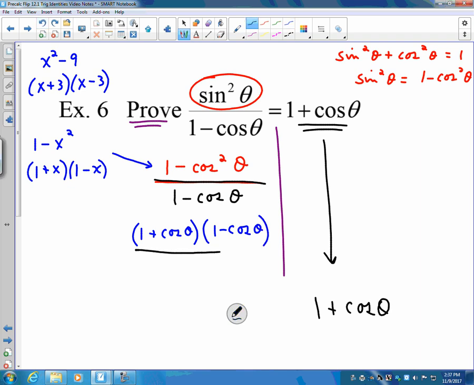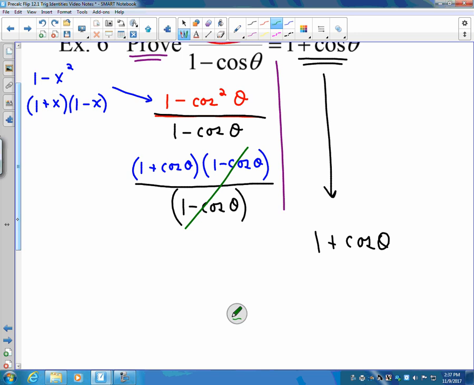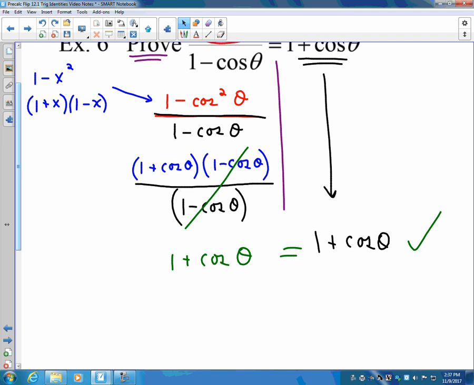Okay, I'm going to keep the bottom the same. If you wanted to, you could pull out a 1 on the bottom or put it in parentheses, and guess what? These guys are now going to cancel, and look at what's left. I've got 1 plus the cosine of theta, and that equals 1 plus the cosine of theta. Huh? So, good times, good times. We did it. We proved it.